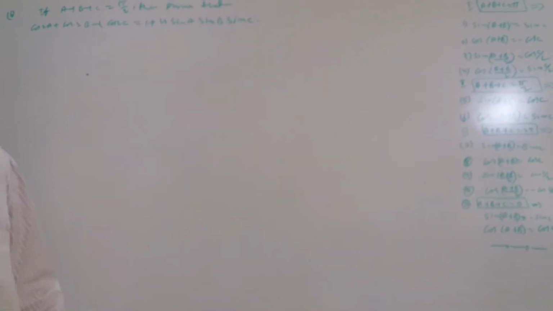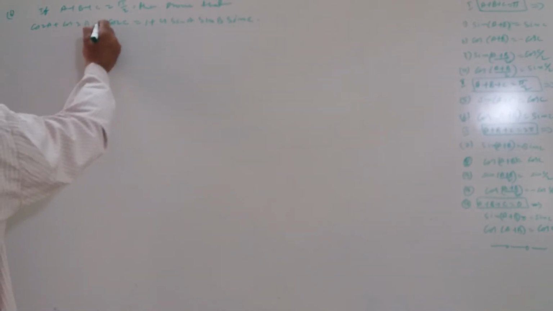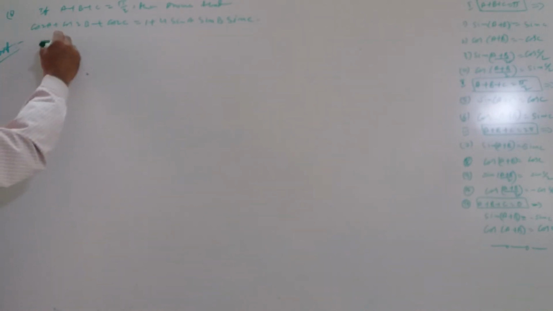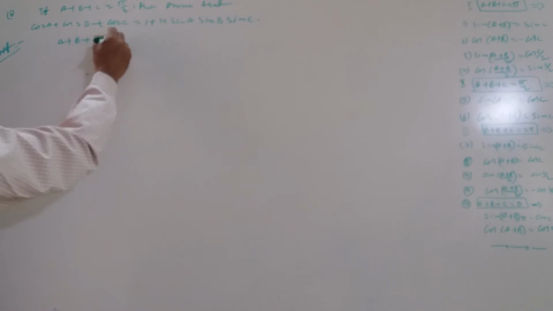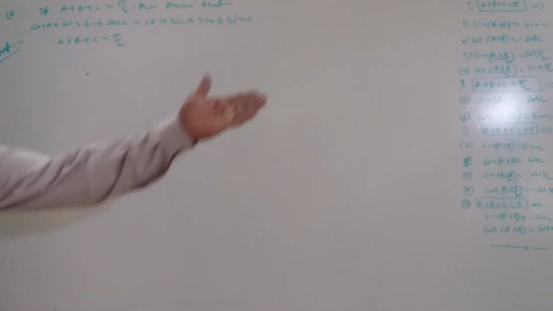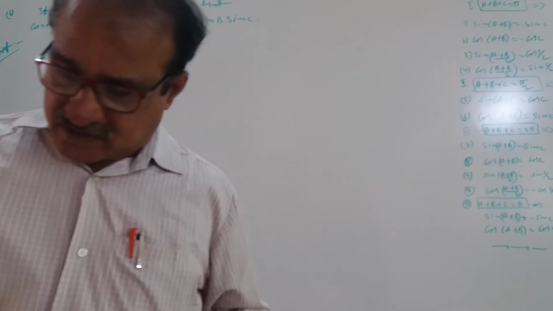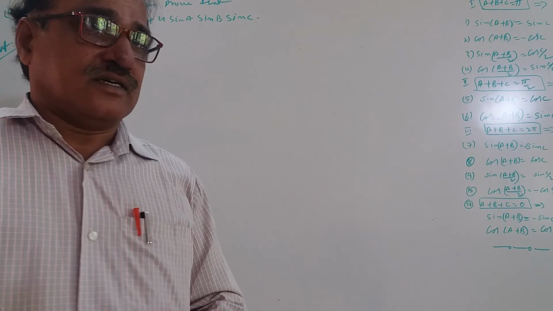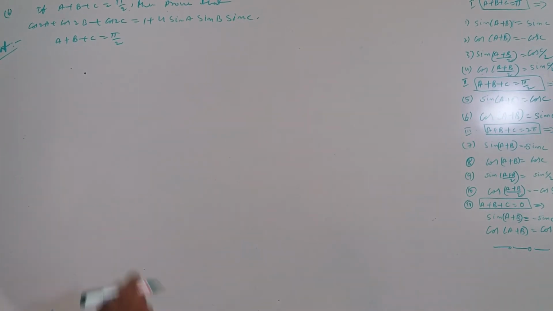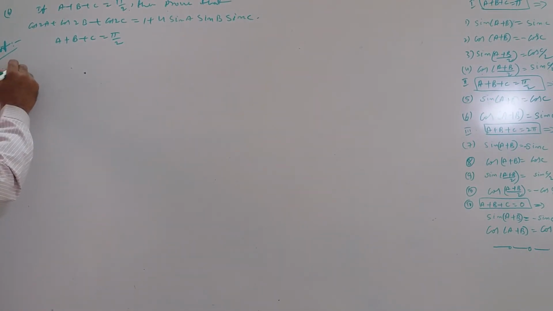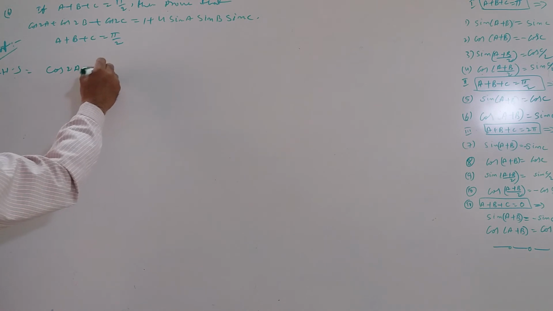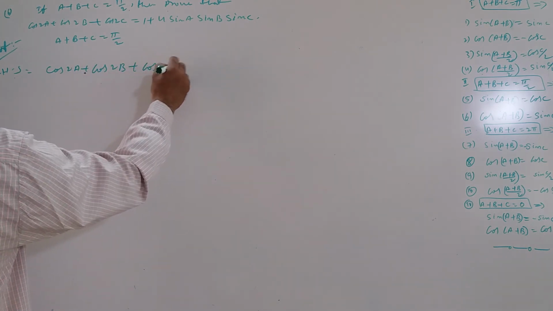To prove this, it is a simple model, direct model. What is given? Proof. Given a plus b plus c is equal to pi by 2. That implies a plus b is equal to pi by 2 minus c. We have to look after the formulas where the problems we already written. Now, take LHS. What is LHS? Cos 2a plus cos 2b plus cos 2c.